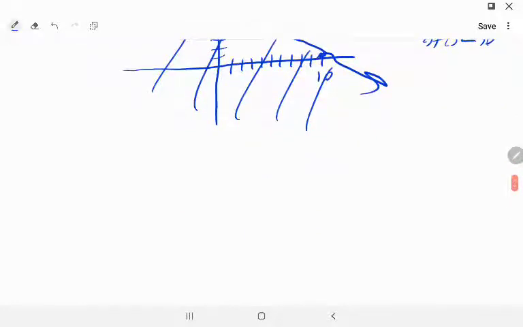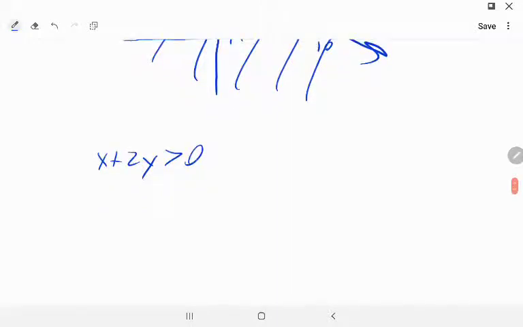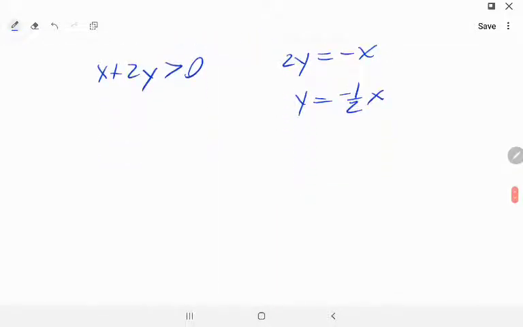So the only place we have to be really careful about our test value is if we said something like x plus 2y is greater than 0. We notice now 0, 0 is going to be on our associated line. We notice we're looking at 2y equals negative x, so y equals negative 1/2 x. So we've got a y-intercept of 0, 0. We can go up 1, back 2, or down 1 over 2.